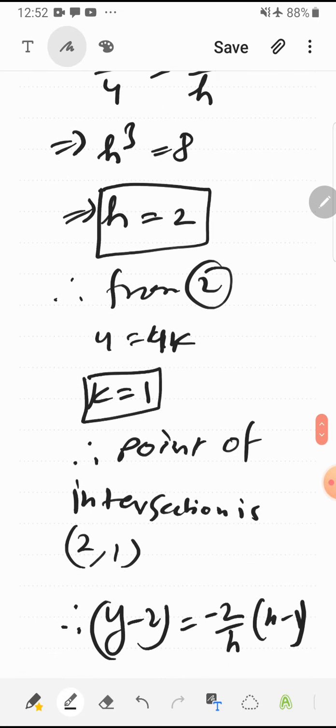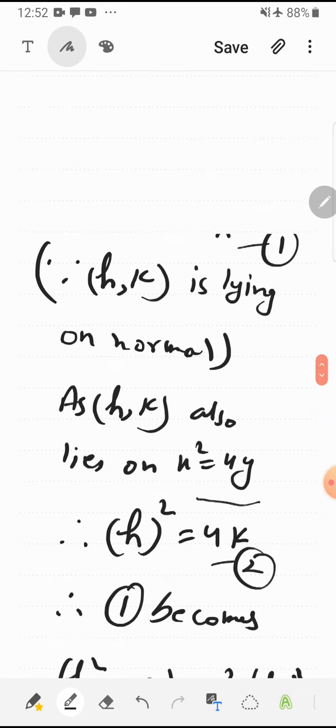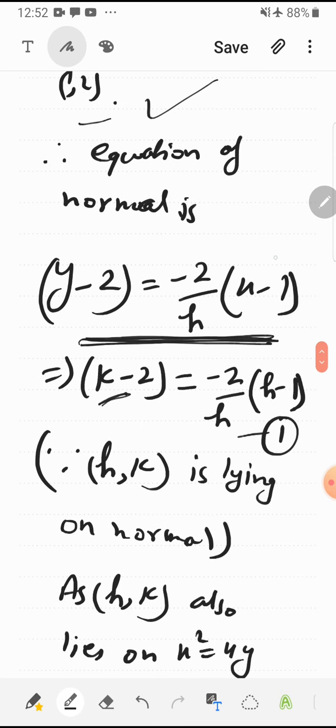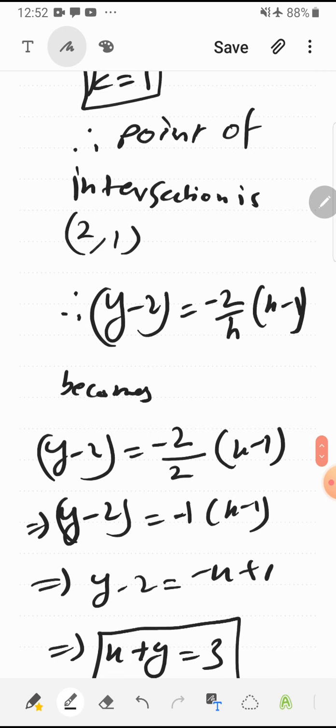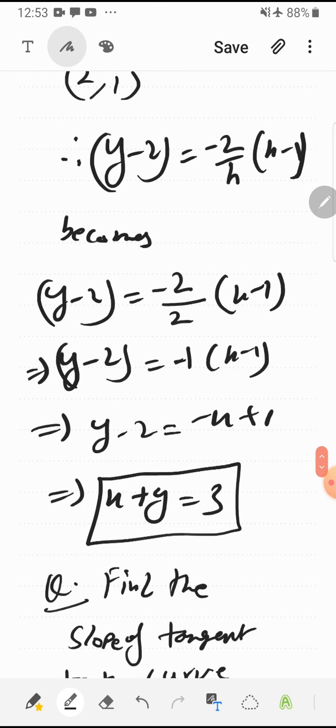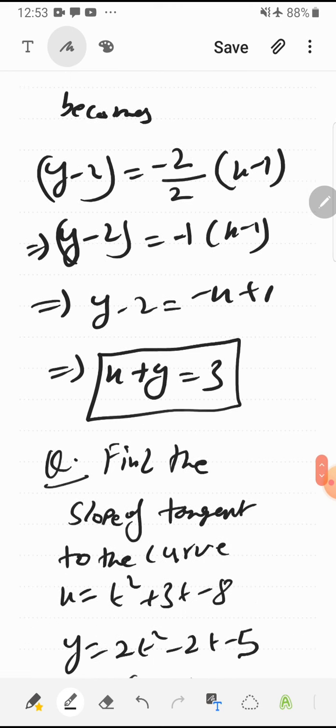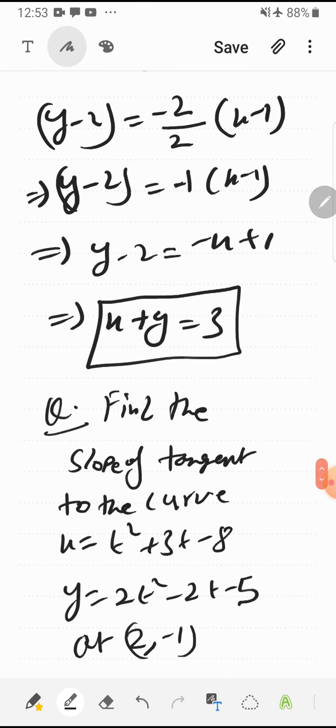So 2 comma 1 is the point of contact, so my equation becomes y minus y1 equals m into x minus x1. Putting h as 2, the final equation is y minus 2 equals minus x plus 1, or x plus y equals 3. So this question was important because here we didn't have the point of contact, so we had to find the point of contact ourselves.